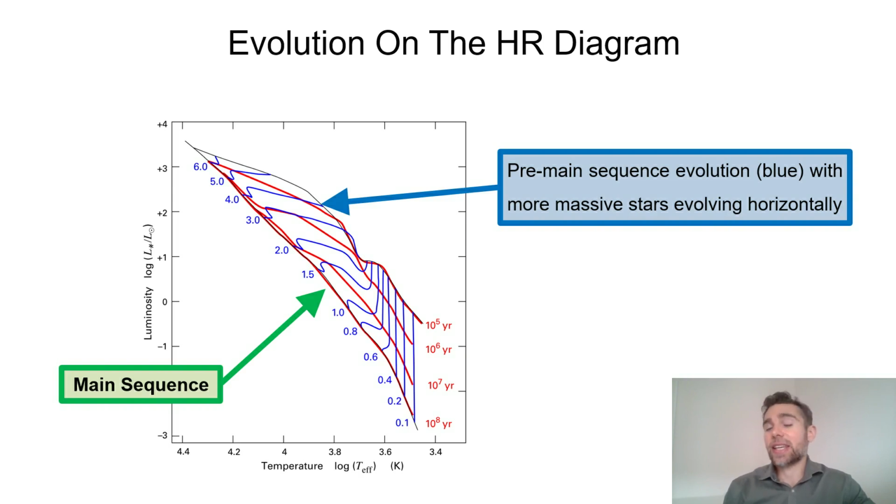So that's a key thing in understanding stellar evolution. And again, when we come to look at star formation in more detail, we're going to understand why that occurs, why the smaller ones drop down, whereas the more massive stars track horizontally instead.